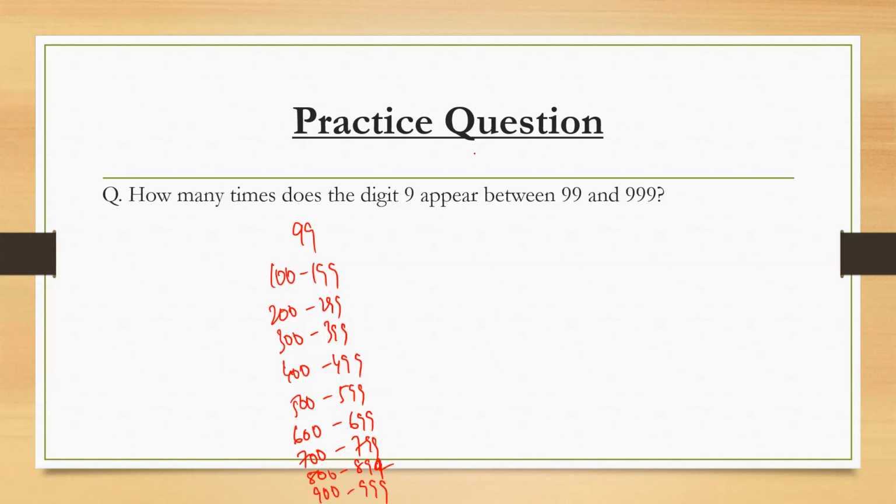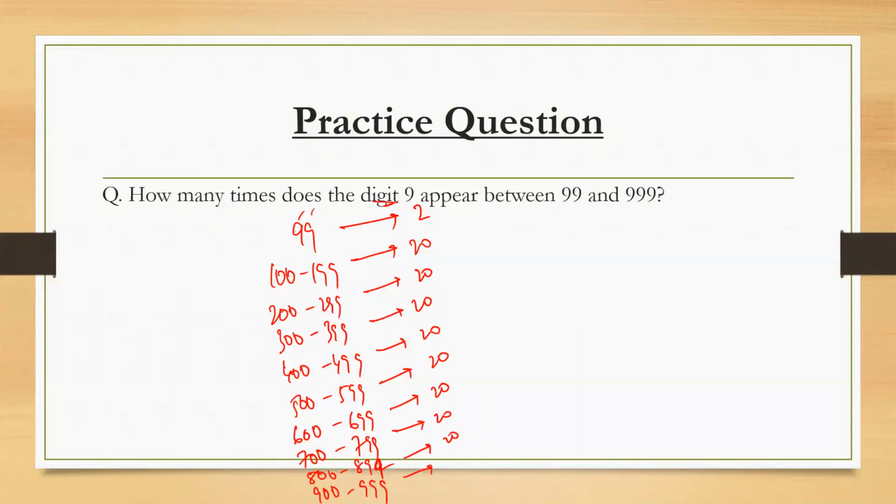282. Okay. So see here, how many digits 9 are there here? There are 2. Here it will be 20 times. Here it is 20 times. Now we are concerned here. Okay. So here we have 20 times. That is 10 times in the units place, 10 times in the tens place.